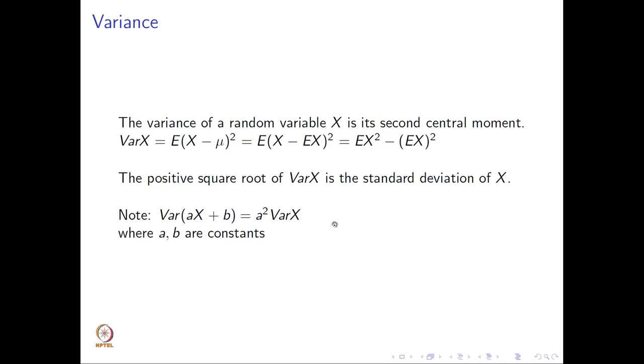Note that when calculating variance, constants act differently compared to the linearity of expectation. This is a very useful relation to remember. Variance of ax plus b is equal to a square times variance of x, where a and b are constants.